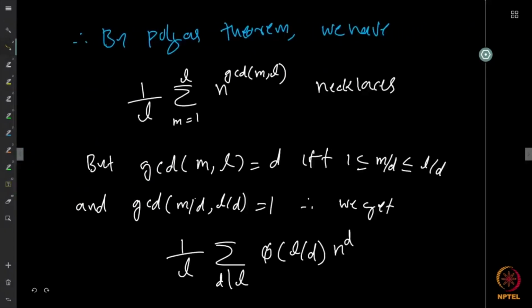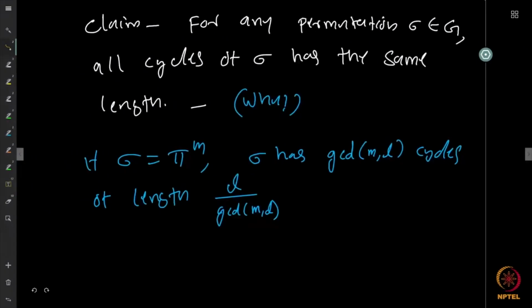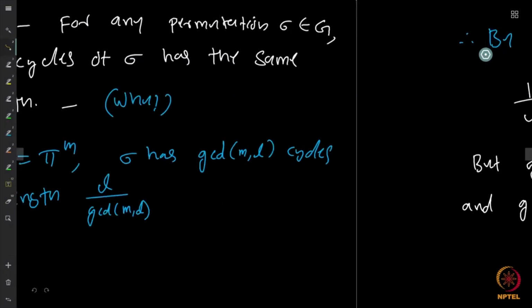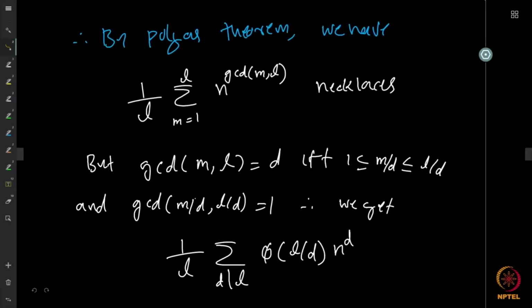Now once you have this, we can apply Polya's theorem, right? Polya's theorem says that once you have the cycle structure, we can directly apply this. So therefore, I have 1 by L summation, m equal to 1 to L, n raised to GCD of m comma L, inequivalent colored necklaces. So this is by Polya's theorem. But what we know is that GCD of m comma L is equal to D if and only if m by D is between 1 and L by D, and GCD of m by D comma L by D is equal to 1. Okay.